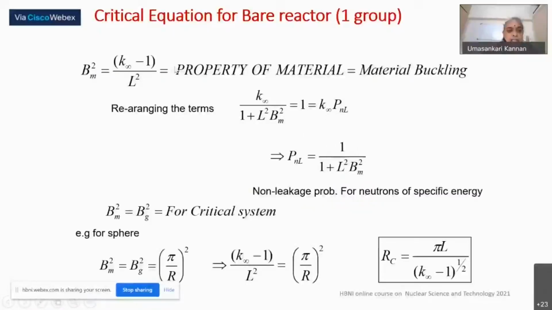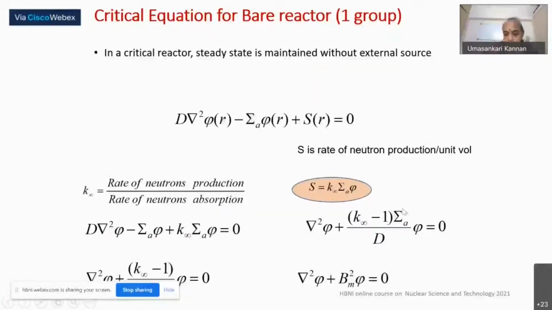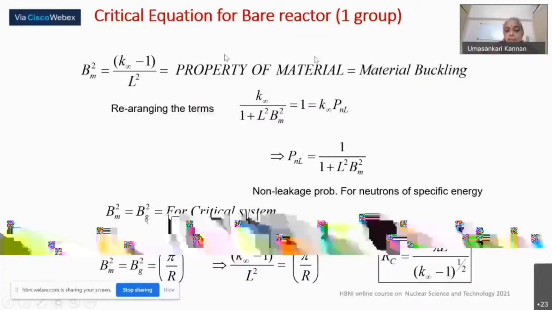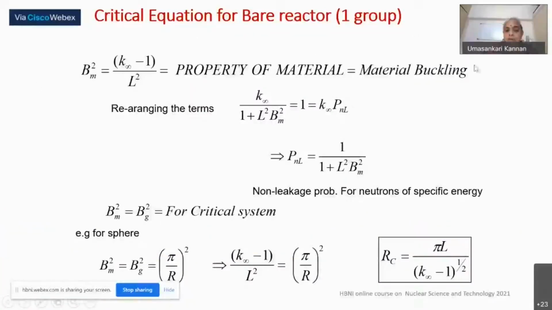Now this quantity, sigma A by D, can be written as L square. So here I say that Bm square is nothing but K infinity minus 1 by L square. This is the property of the material, and it is called the material buckling. This equation can be considered like a wave equation, which gives you the curvature of the flux. You are solving for the flux, so it is the curvature of the flux. So this Bm square can be called a buckling, and because it depends upon the material properties, it is called the material buckling.